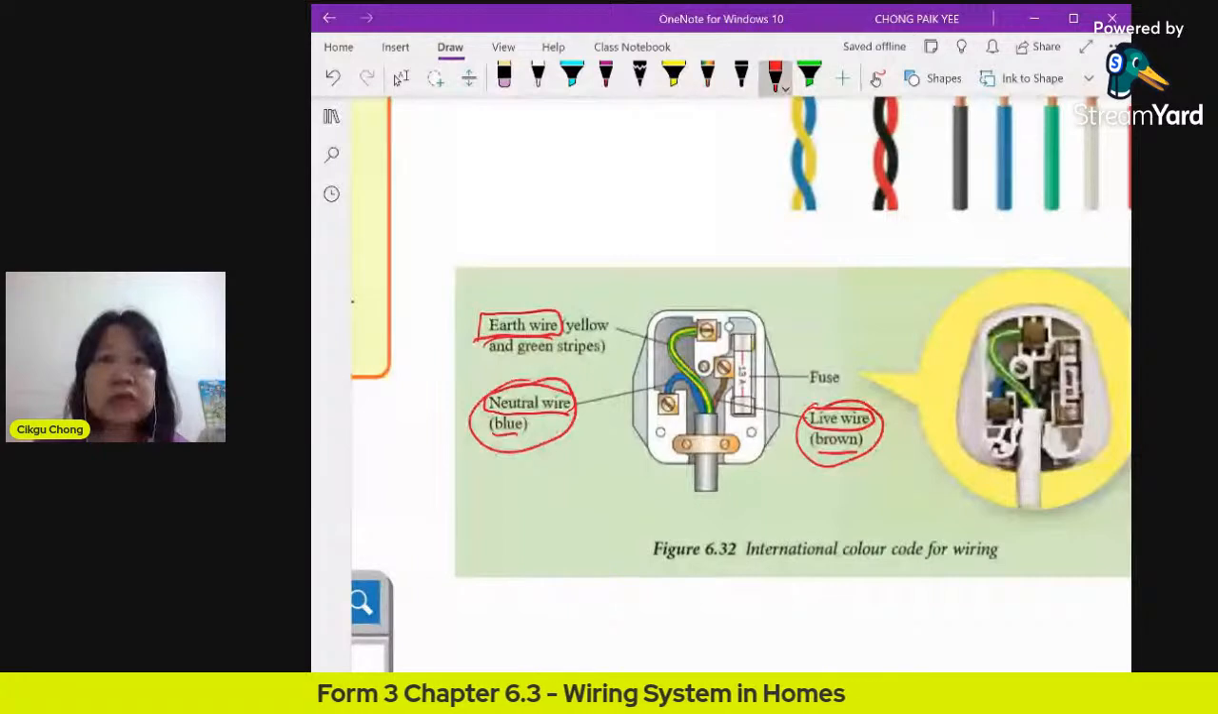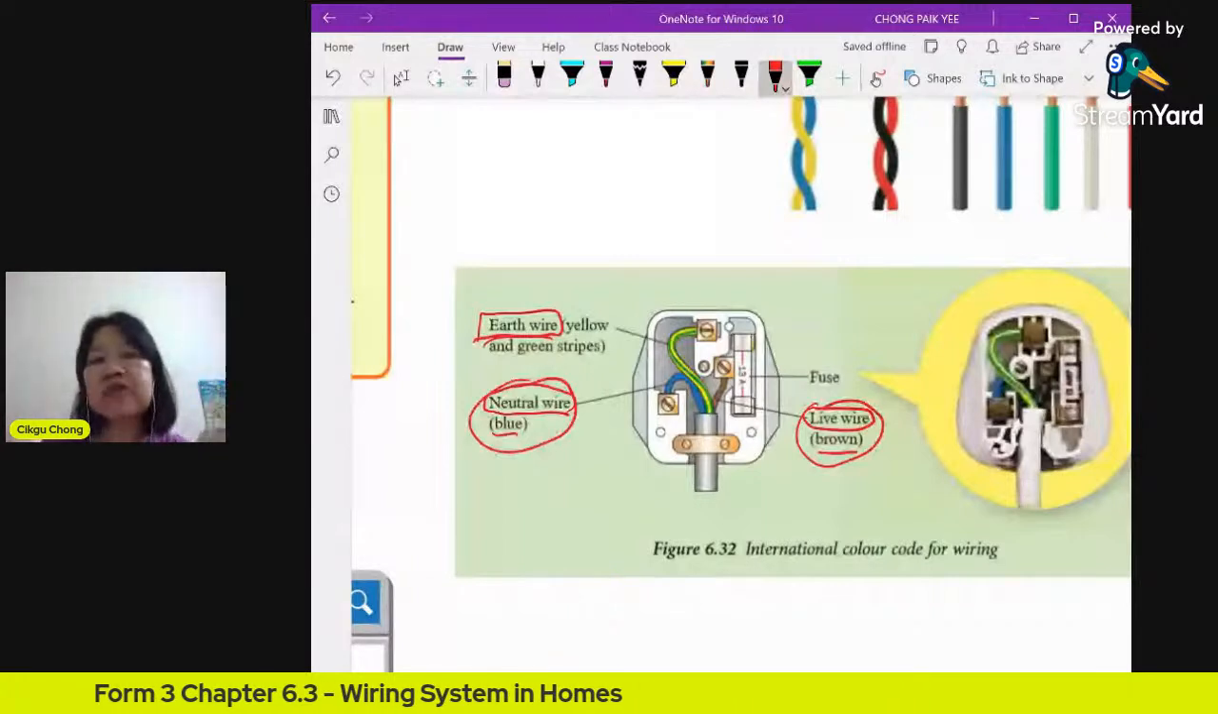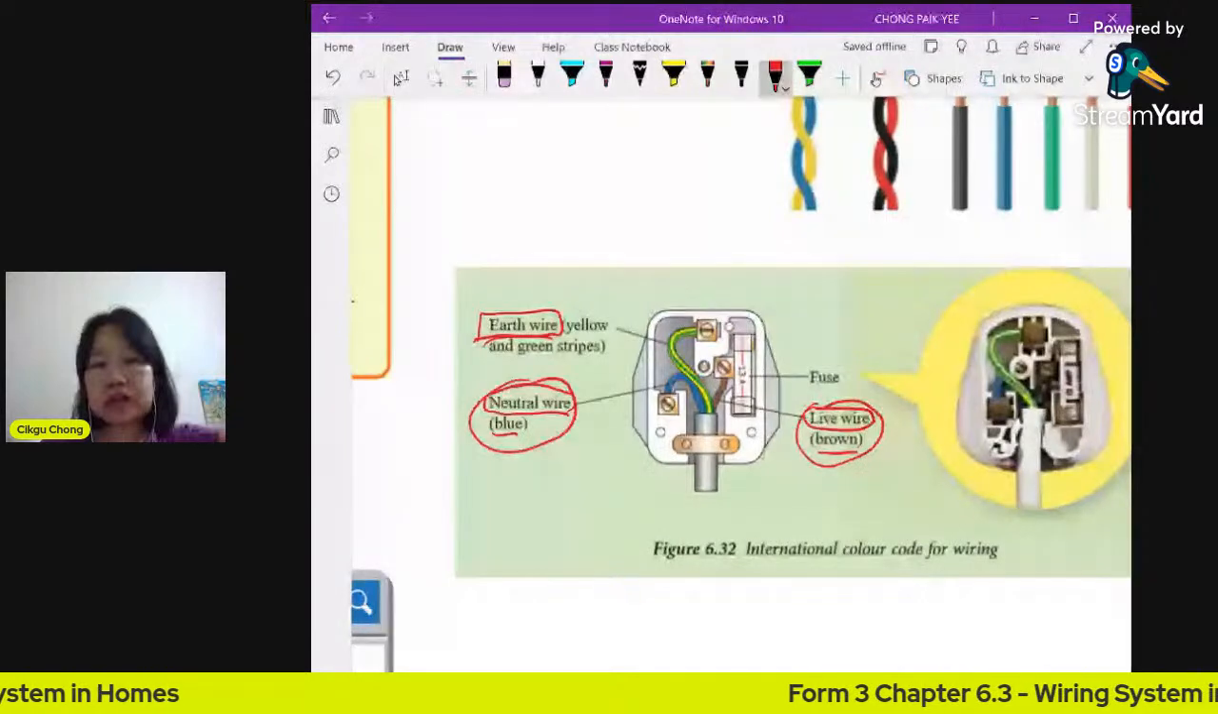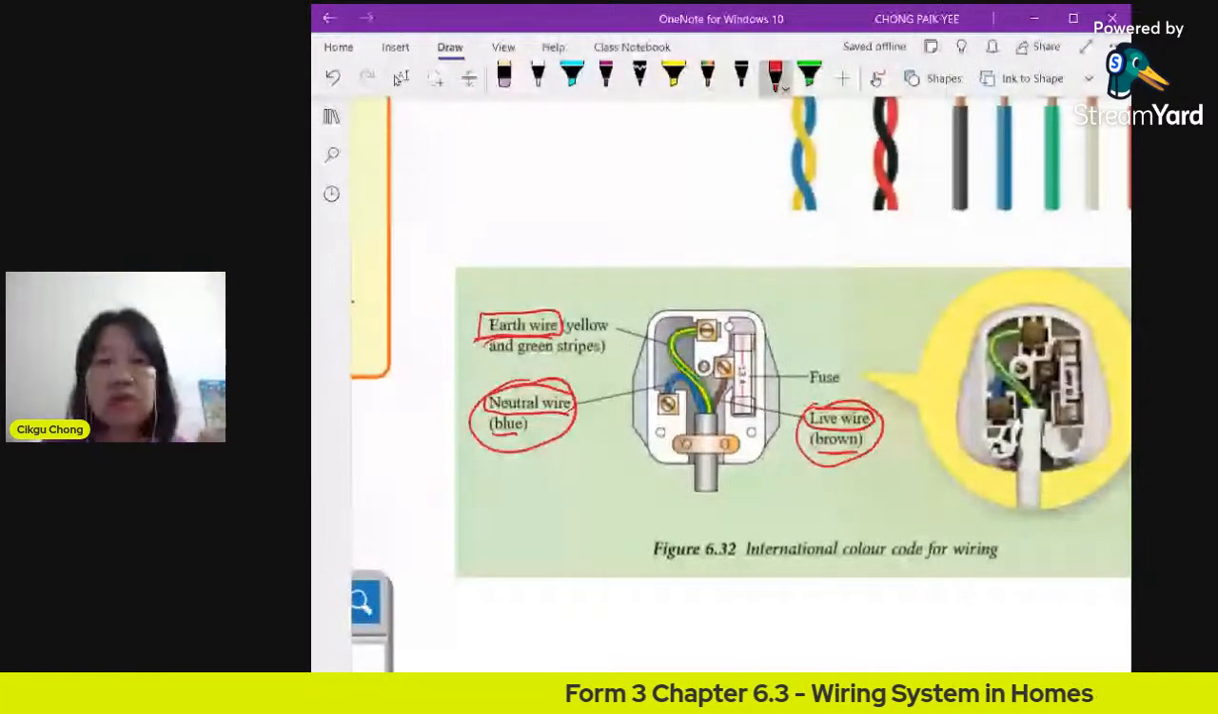The earth wire will send the current into the ground, so it doesn't go into your iron. This is a safety precaution. I'll talk more about it when we talk about safety precautions, which is a different topic.